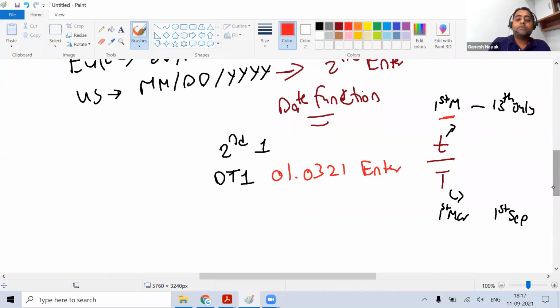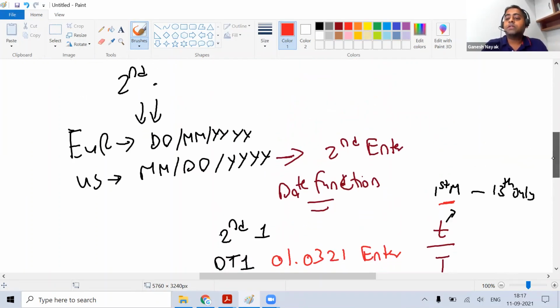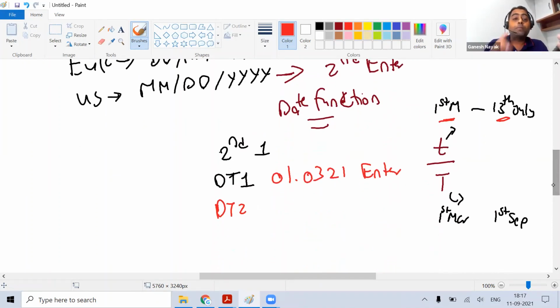Press down. When you press down, you will get DT2. Now this date has to be 13th of July. So how will you put it? The logic is same. Press 13 dot July is 07 and same year, 2021. Enter. So it is 13.0721. Enter. Press down. You will reach DBD.